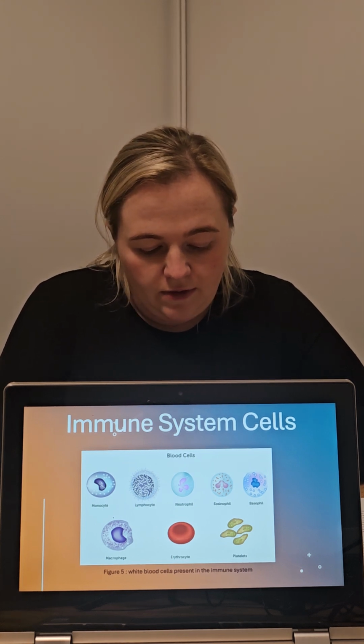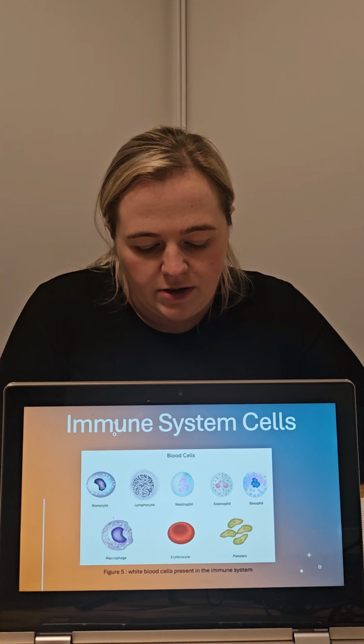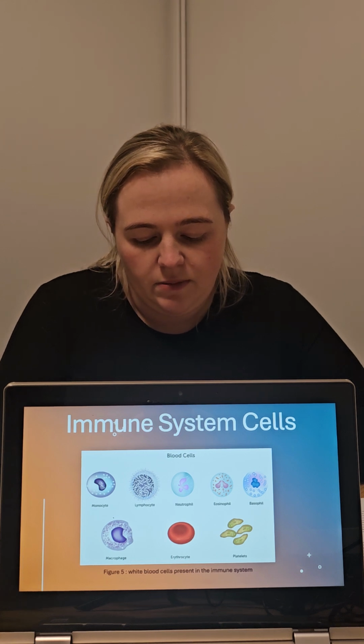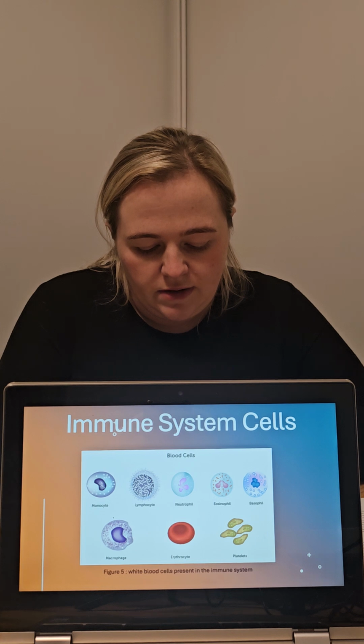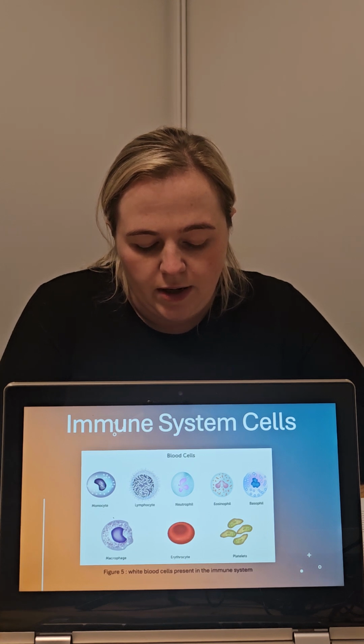Eosinophils, these destroy parasites and allergens by releasing toxins into the bloodstream. Basophils work inside the immune system fighting pathogens and parasites. They release histamine to fight allergens. They also are an anticoagulant release.